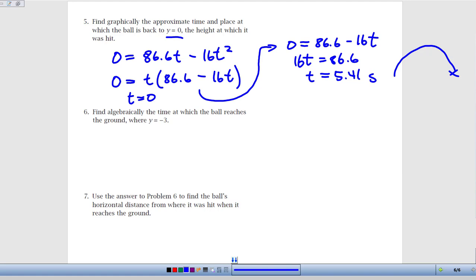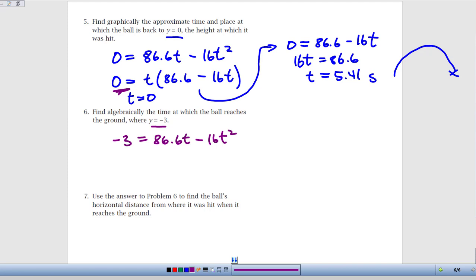Now, if we want to find the time that the ball actually hits the ground, well, now we're going to have to replace 0 with -3. So, a y with -3 instead of with 0. So if we do the same thing, we've got -3 equals 86.6t minus 16t squared. So this time we're not quite as fortunate where we already have the equation equal to 0 like we did here, so we could just factor right away.